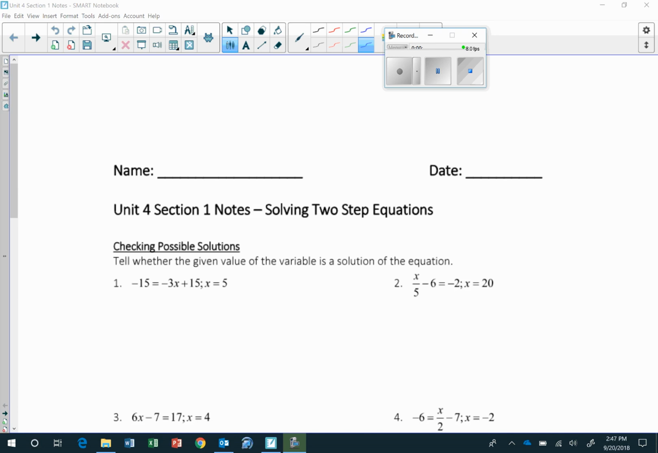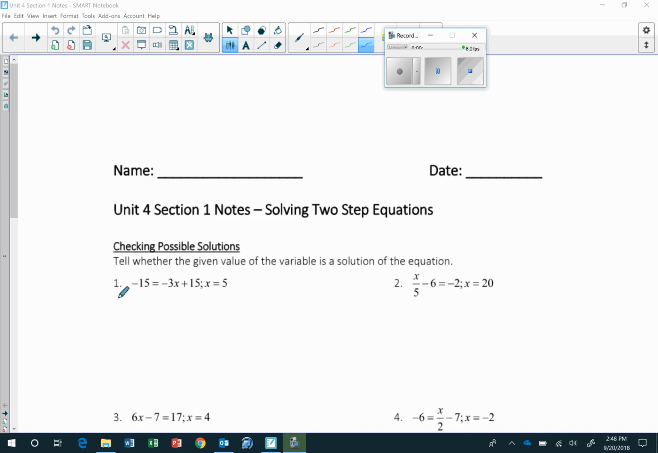So the first thing says checking possible solutions. The directions say tell whether the given value of the variable is a solution of the equation. So if you look, we have the equation negative 15 equals negative 3x plus 15, and then it says x equals 5. So what we're doing is trying to plug in and see if x equals 5 is a solution.